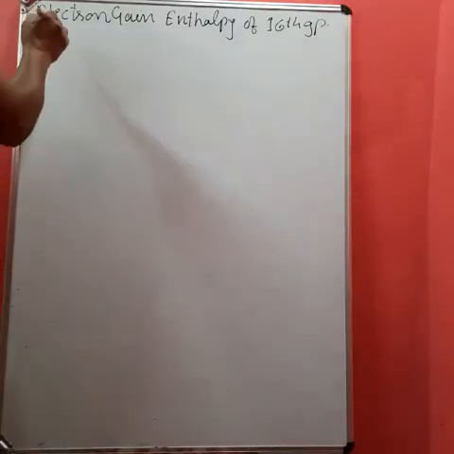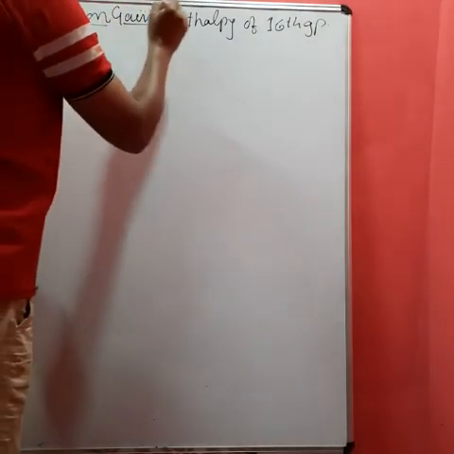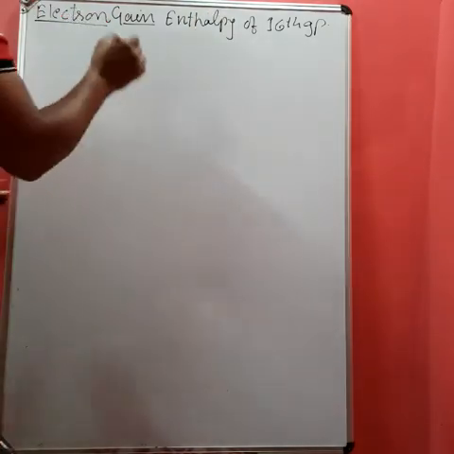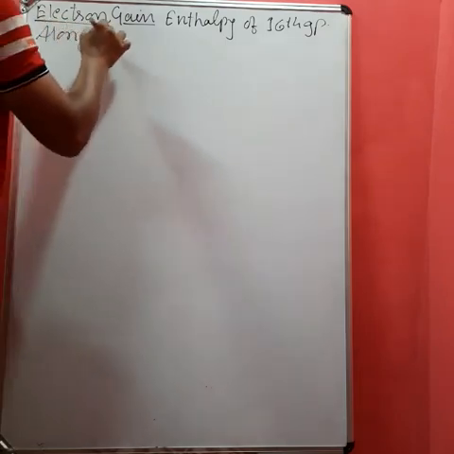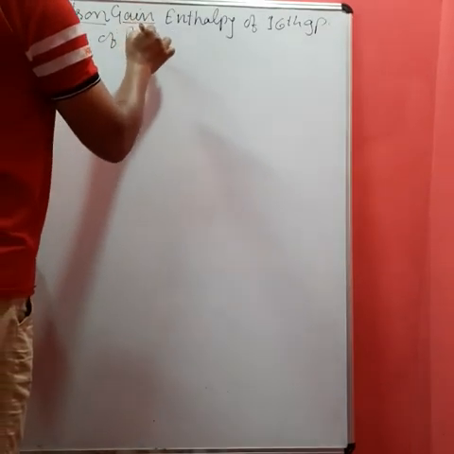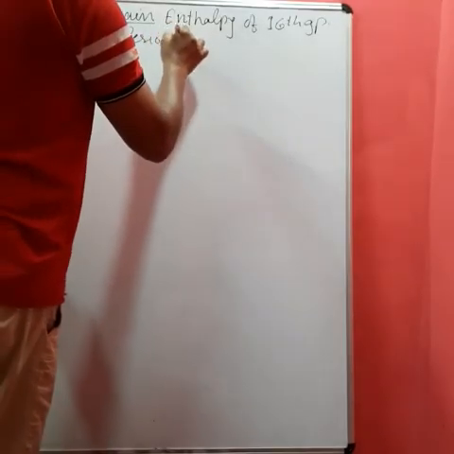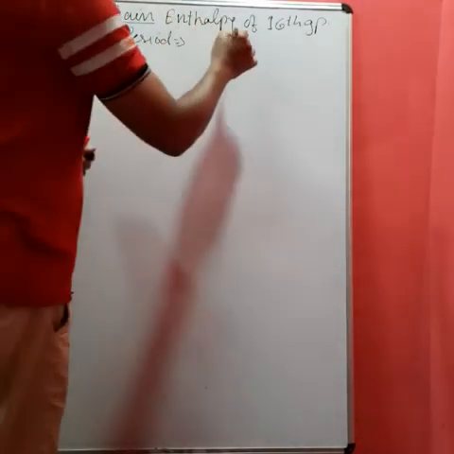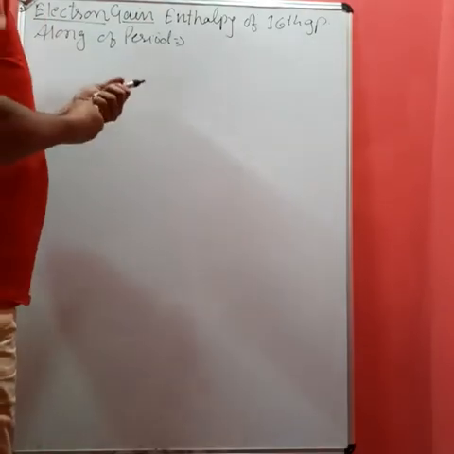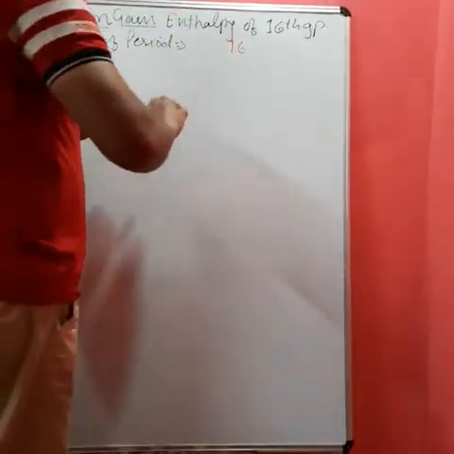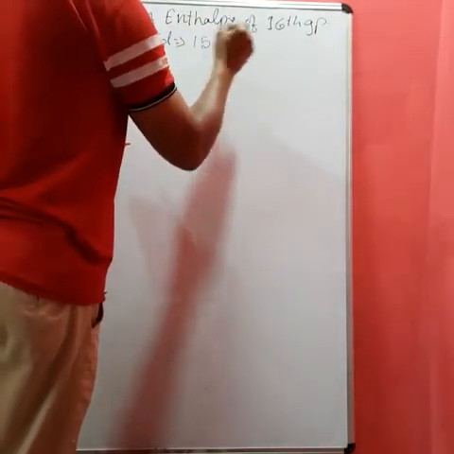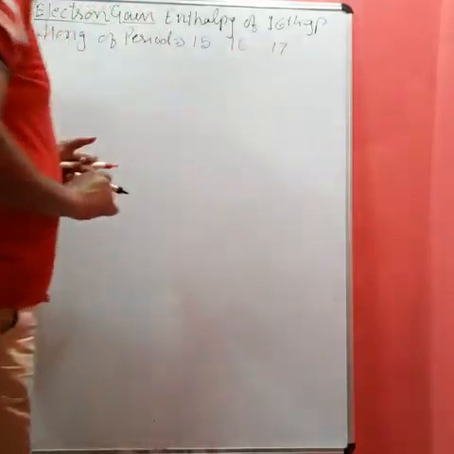Yes, student, next one, electron gain enthalpy of sixteenth group element. Okay, you can again consider along a period, that is moving left to right. Again, you can write sixteenth group element very first, and then we have to compare it with the 15th group and the 17th group element.